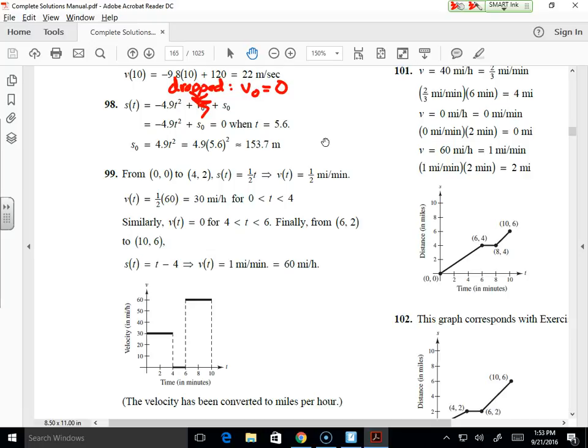Then they said, time equals 5.6. And it's on the ground, which means s is equal to 0. All you had to do was plug and chug. 5.6, solve for s sub naught, and you get 153.7. If there are any evens that we didn't go over today, we'll go over them tomorrow.